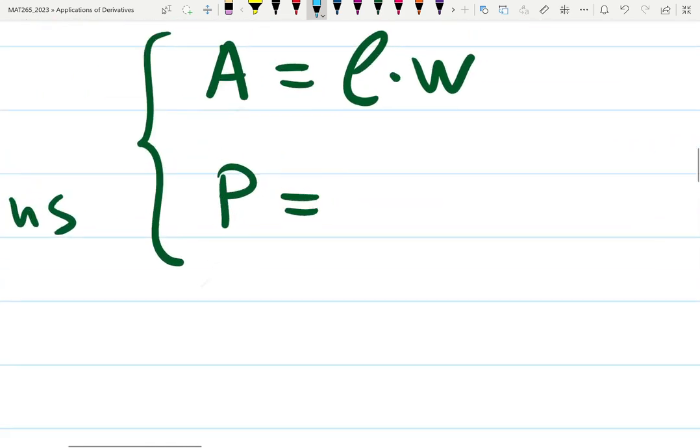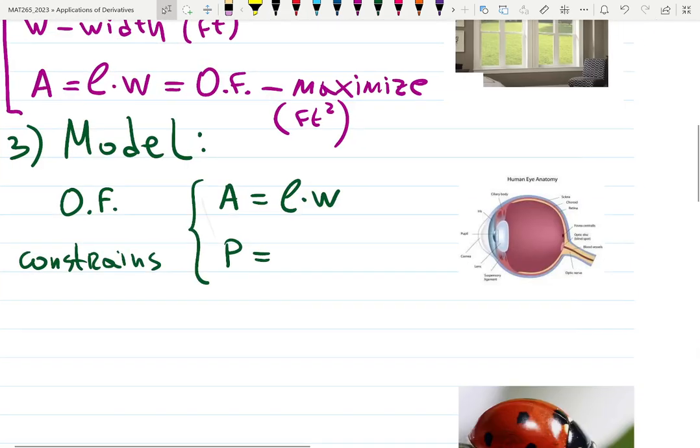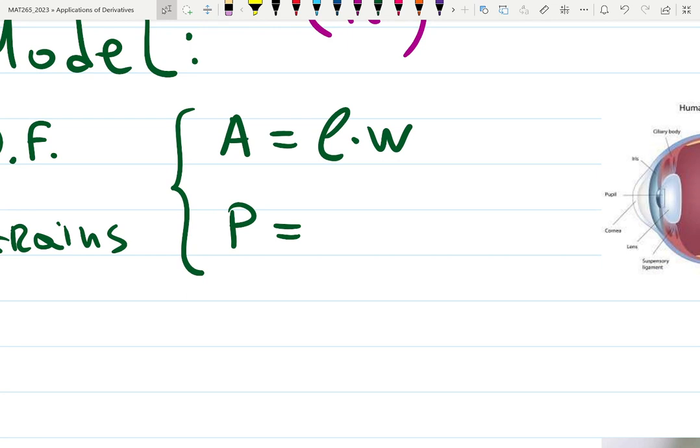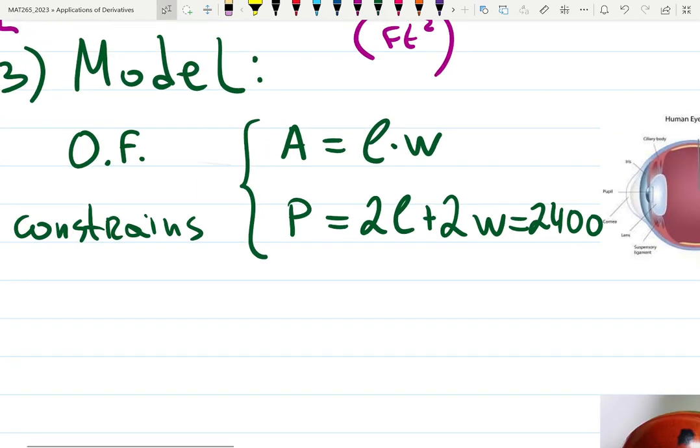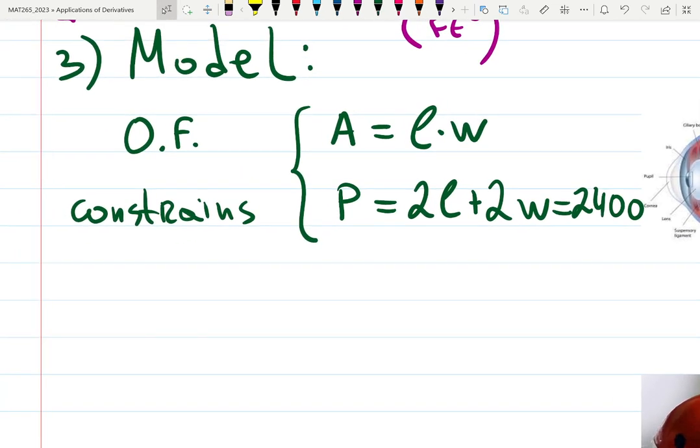So P, perimeter. Write down the word perimeter if you're afraid to forget about it. And it's going to be 2L plus 2W, and that is 2400. That is your model. You can put it in a box. I will not. And I will call them equation 1 and equation 2. Just keep mentioning them.